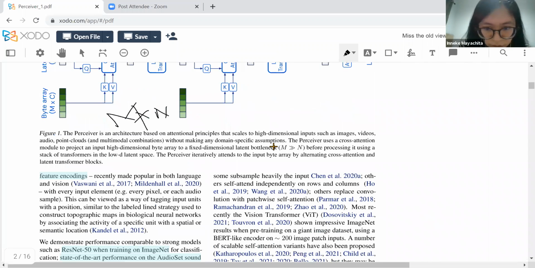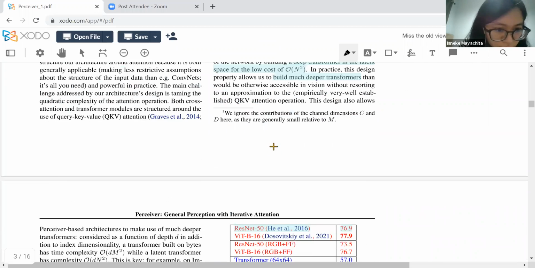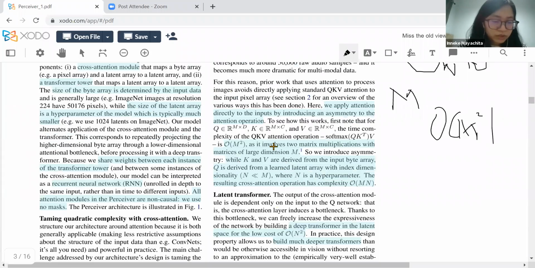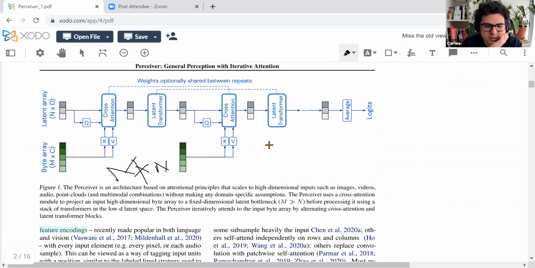I'm not sure about the, let me see. Oh, I cannot really find it, to be honest. Yeah, I mean, they just say that the Q is derived from a learned latent array with index dimensionality n less than m, where n is a hyperparameter.